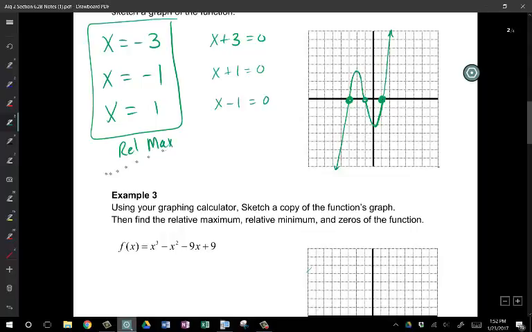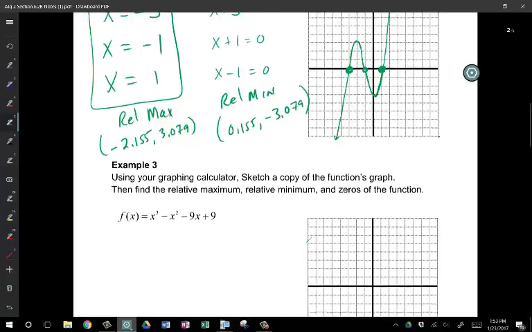So our relative max was negative 2.155, comma, 3.079. And our relative min was 0.155, comma, negative 3.079. Okay. All right, let's go down to our next one.